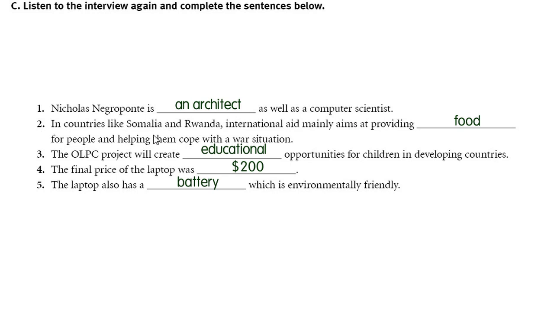2. In countries like Somalia and Rwanda, international aid mainly aims at providing food for people, helping them cope with the war situation. Number 3, the OLPC project will create educational opportunities for children in developing countries. Number 4, the final price of the laptop was $200. Number 5, the laptop also has a battery which is environmentally friendly.